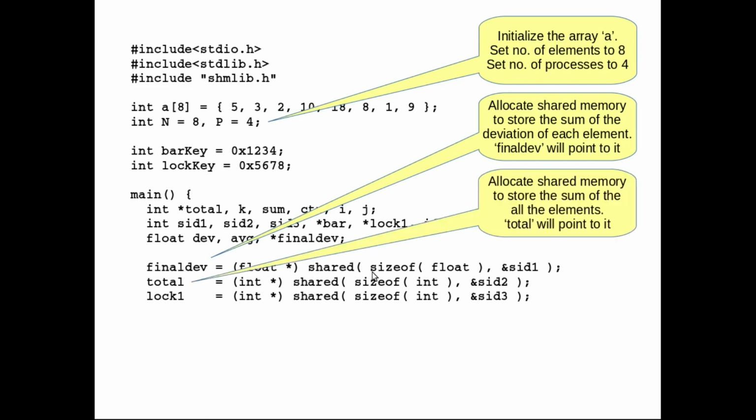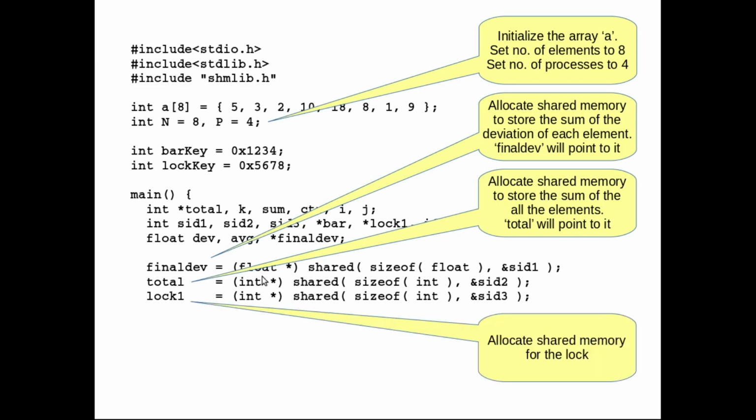Then we will allocate a shared variable, and this shared variable will be used to store the sum of all the elements, and this shared variable will be pointed by total. And since shared variables are involved, to coordinate the access to this shared variable we need a lock, and here we allocate the shared memory for the lock.